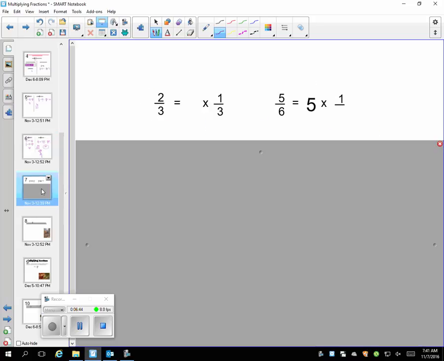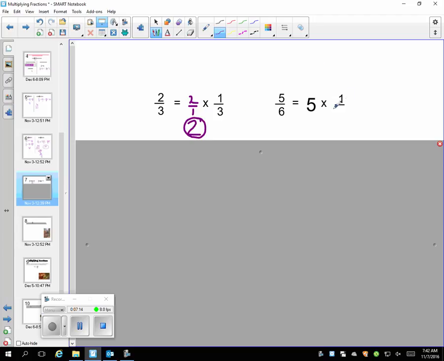All right, let's do a couple of multiplication problems here. We're trying to find the whole number that this is multiplied by. So 2/3 equals something times 1/3. That means 3 times something would get me 3, so I know that's a 1. 3 times 1 is 3. 1 times something is 2. What would that be? 2. So my answer is 2 wholes.